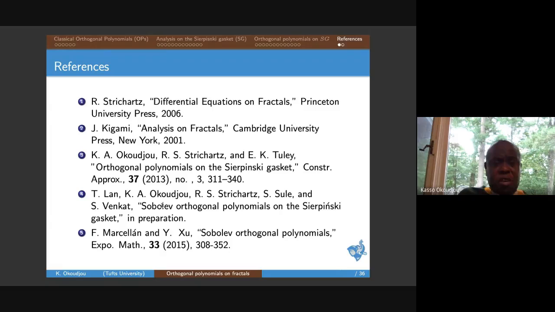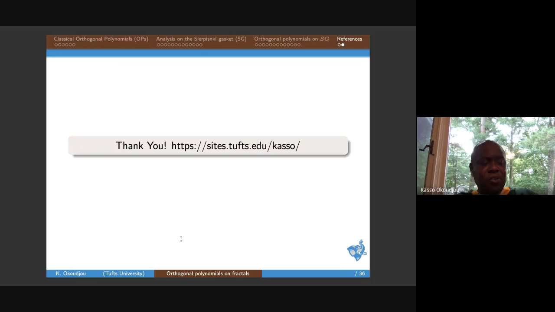And we're working right now on a paper, hopefully by the end of this month we should have it on the arXiv. And if you want to learn about Sobolev orthogonal polynomials, there is a very nice survey paper by Marcellán and Xu. And I think that's all I have to tell you today. I think I rushed a little bit toward the end, but I was trying to make sure that I don't go over time. Thank you very much. And I'll be happy to take any questions you may have.